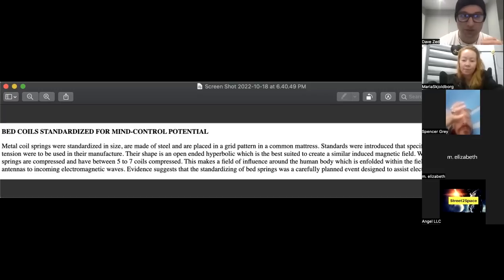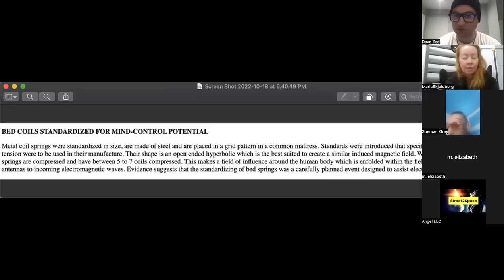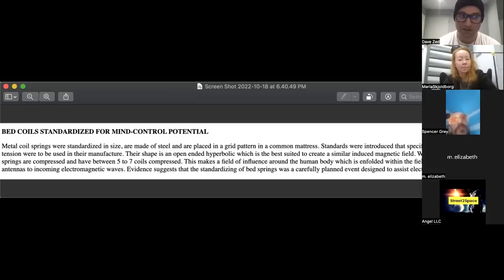When one lays down, the springs are compressed and have between 5 to 7 coils compressed. This makes a field of influence around the human body, which is enfolded within the field of the coils, which are natural antennas to incoming electromagnetic waves. Evidence suggests that the standardizing of bed springs was a carefully planned event designed to assist electronic mind control. Well, we have to think, for example, this speaks to psychotronics, but we also have to look at this concept here of 5 to 7 coils.